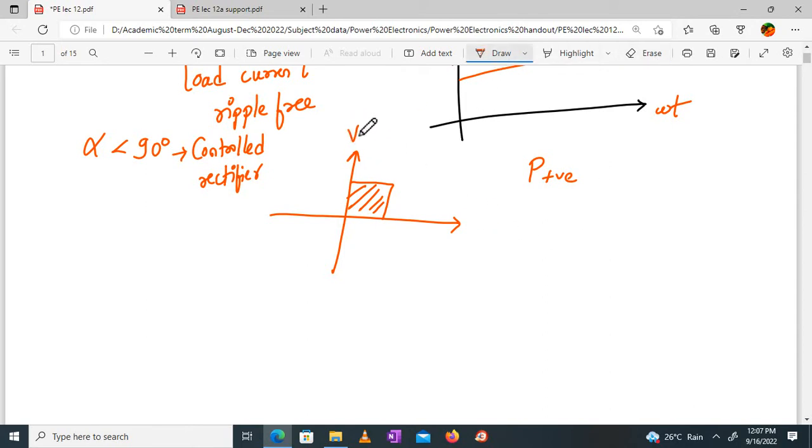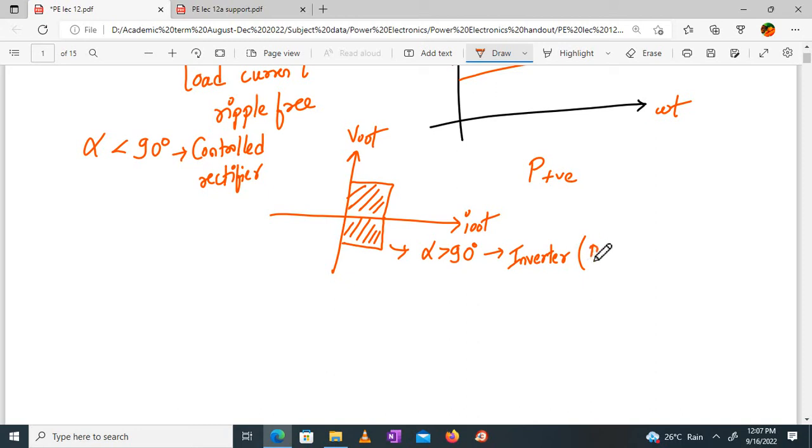यहाँ पे जरा axis जरा change करो. I out will remain positive, but voltage can go negative. So this is for alpha greater than 90 degree, and it doesn't work as a rectifier, it works as an inverter. What is inverter? Opposite of rectifier. Rectifier is AC to DC.